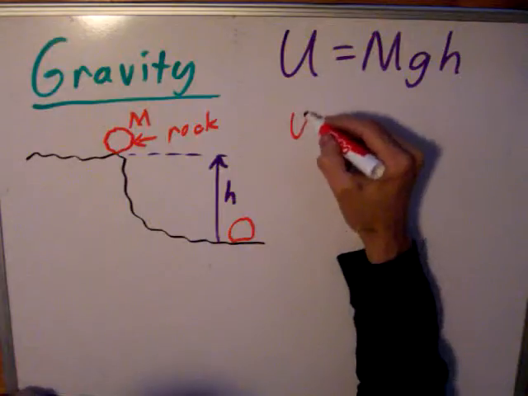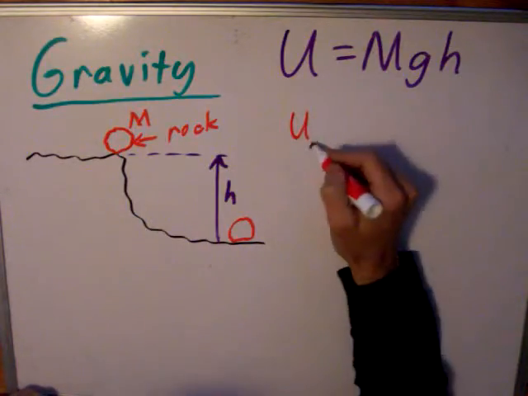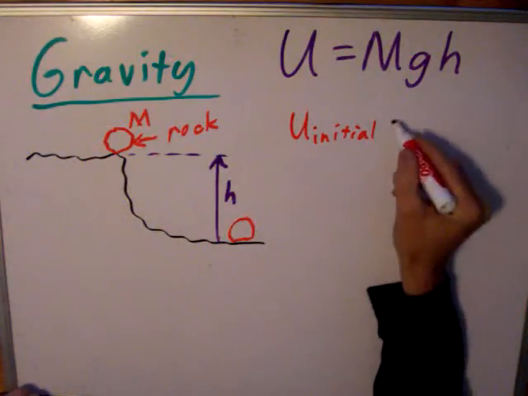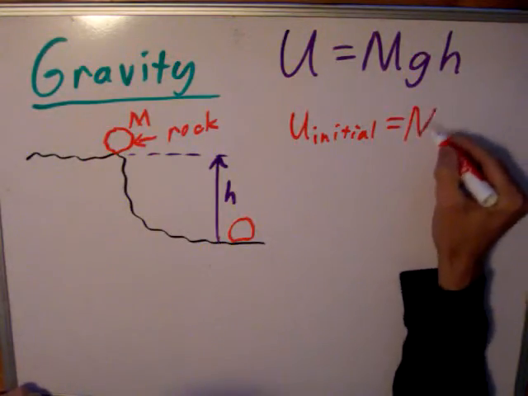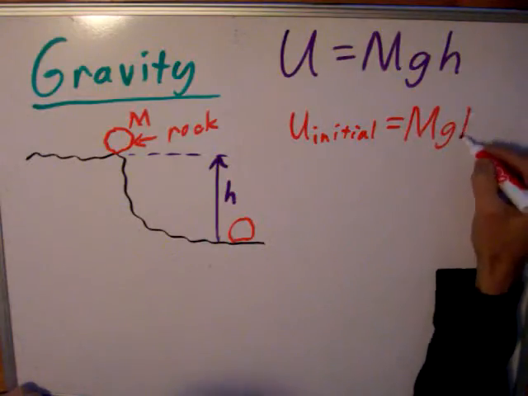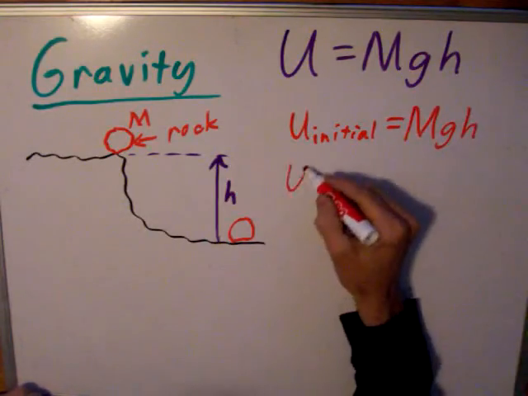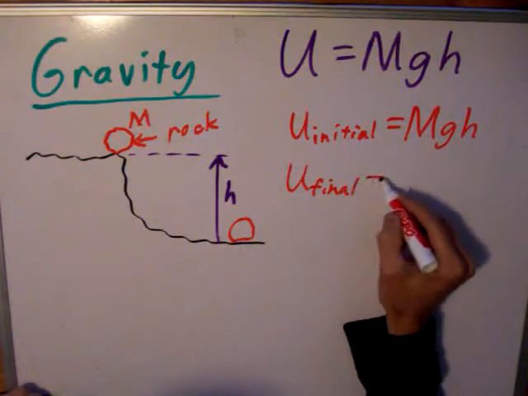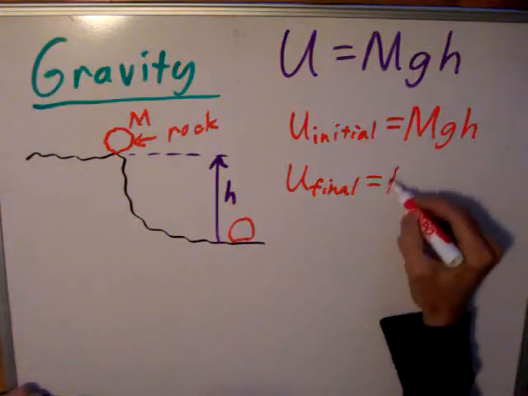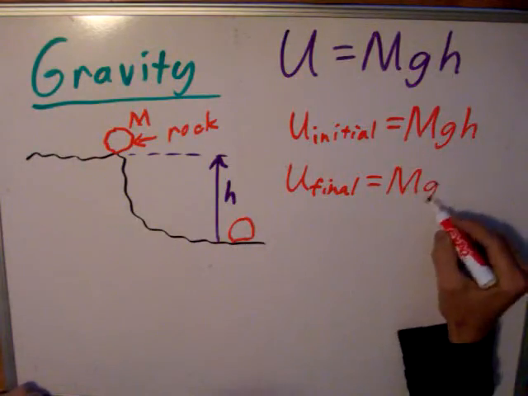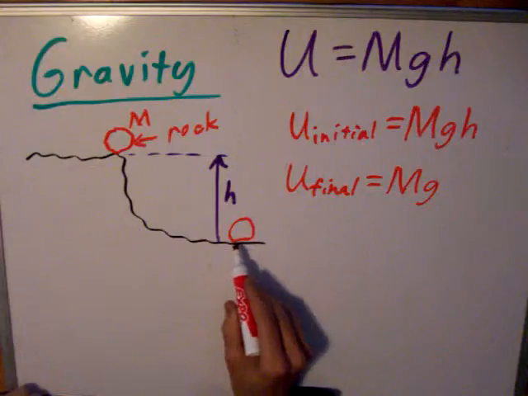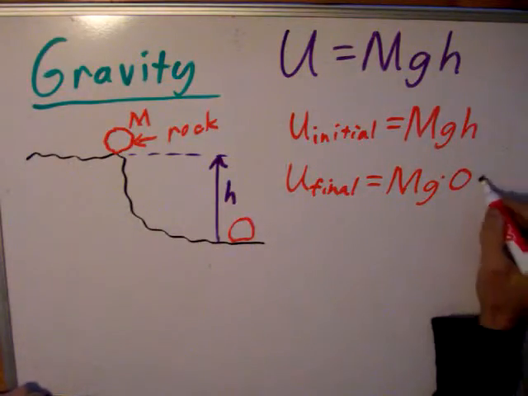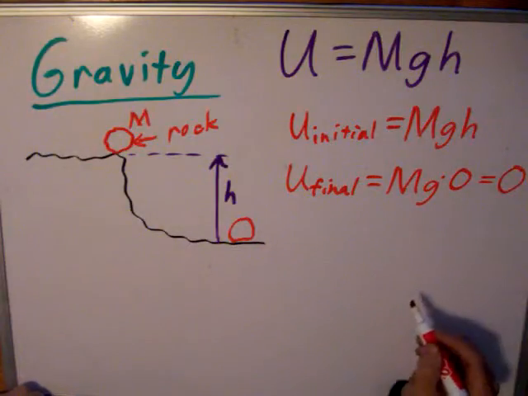It starts with an initial energy, and that is the mass times little g times the height. Down here it has what I call a final energy, so I'll call that U final. That U final is the mass times little g times the height at the end, but the height at the end is 0. Up here the height is h, and down here the height is 0. So U final must be equal to 0, because anything times 0 is 0.